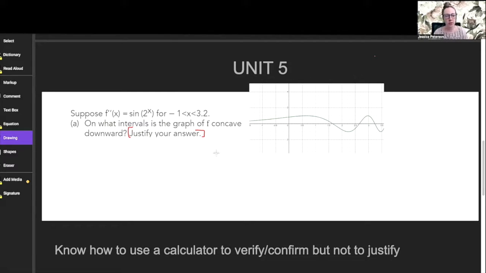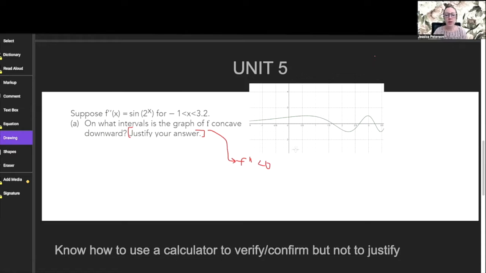So specifically on this question, they're asking us what intervals the graph of f is concave downward. And on these types of questions, they'll often give us the function or the graph of something that is not f, so something like the derivative or the second derivative in this case, and we have to be able to interpret that. So the first thing that we're going to think about is what makes f concave down, and that's going to be that our second derivative that they gave us the equation for is going to be less than 0 or negative.